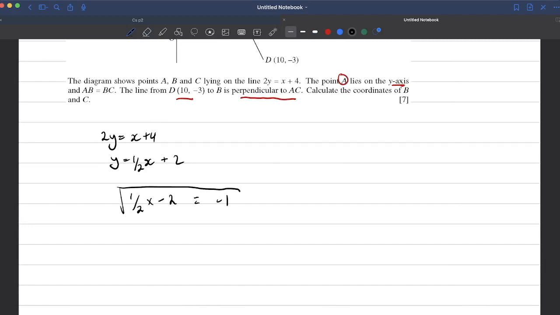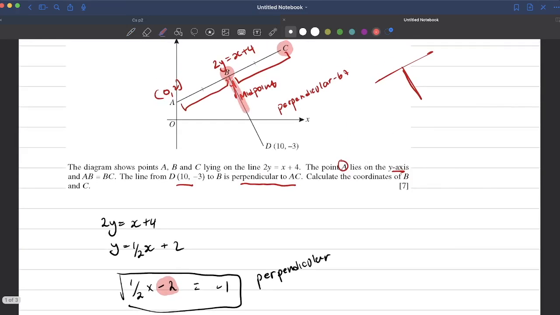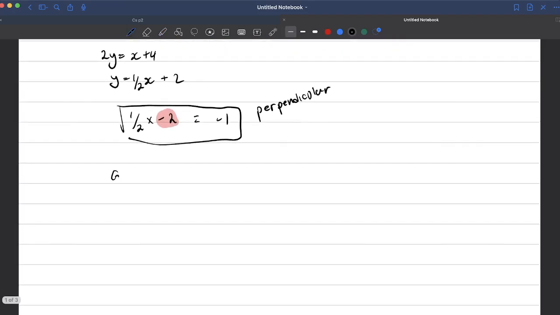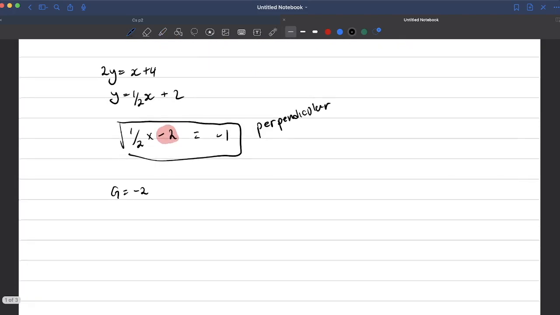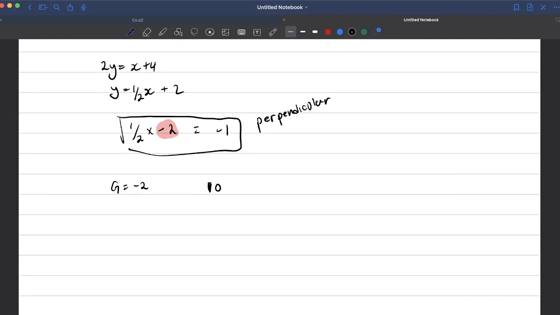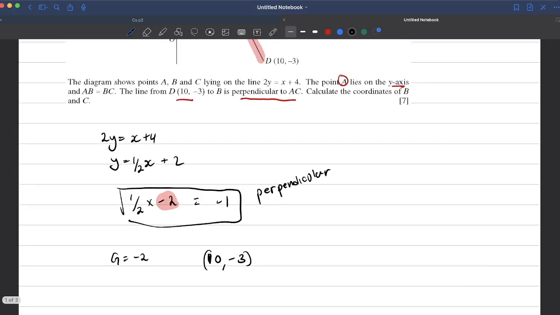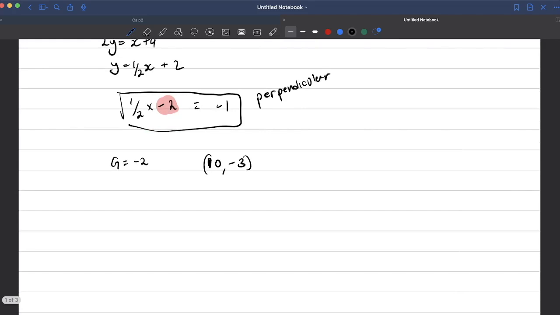To give us -1, this is the rule for perpendicular lines. When you have the gradients of these two lines, they must always multiply to -1. So now I've found the gradient of this line here. The gradient of this line is actually -2. If I have the gradient, which is -2, and I have the coordinates (10, -3), I can find the equation of this line.